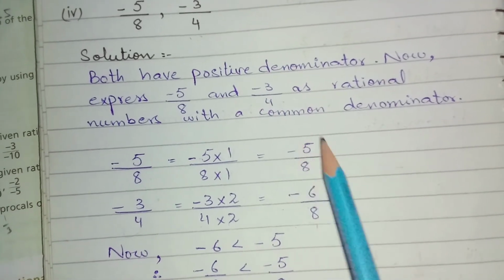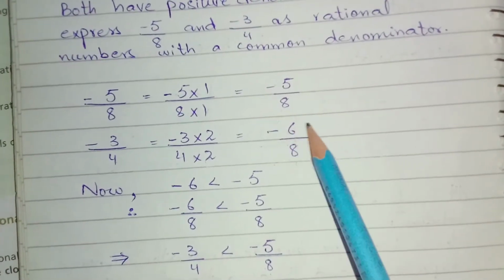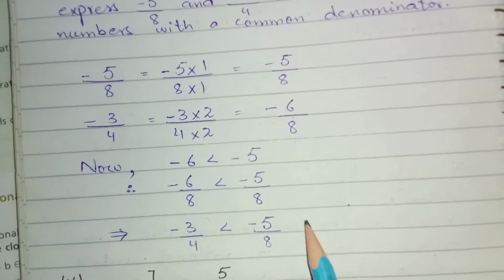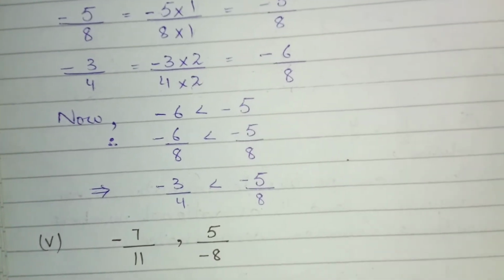So now we have to compare their numerators. So minus 6 is less than minus 5. So minus 6 over 8 is less than minus 5 over 8. So minus 6 over 8, which is the answer of minus 3 over 4, is less than minus 5 over 8. So minus 5 over 8 is the greatest rational number.